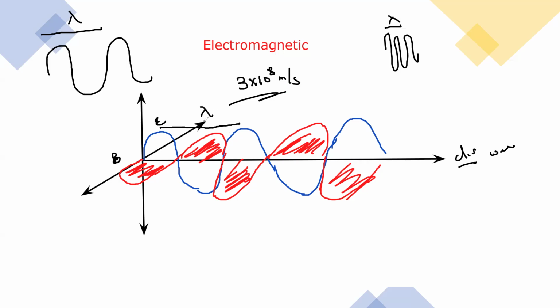So this wavelength is different for different waves. If it is a radio wave, the wavelength will be longer. But if it is gamma rays, then the wavelength will be shorter. So the only difference between these electromagnetic radiations is the wavelength, and related to wavelength is the frequency. But they all have the same speed, which is 3 exponent 8 meters per second. Is it clear?